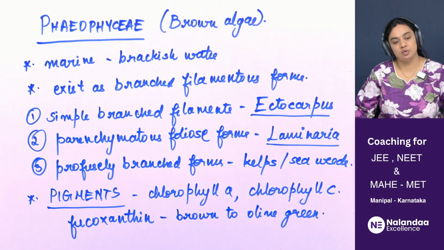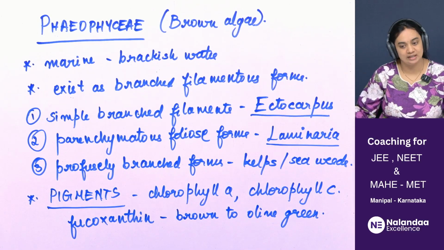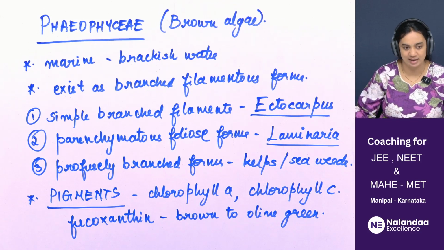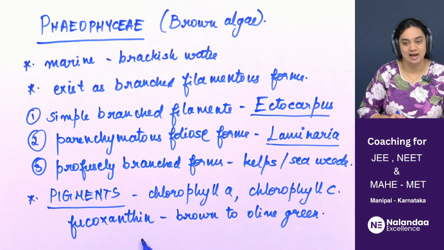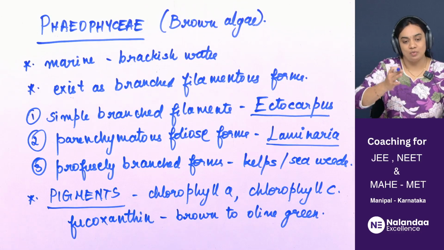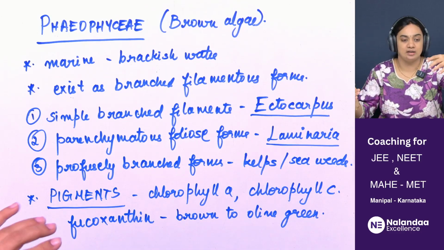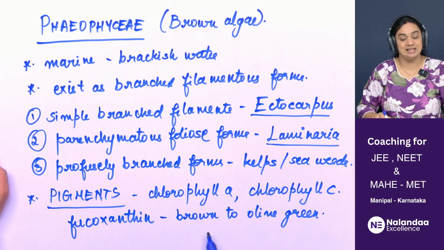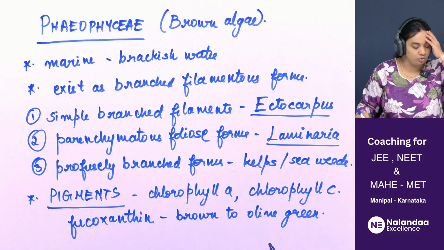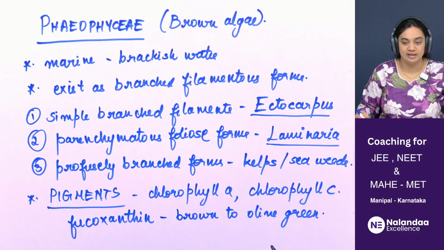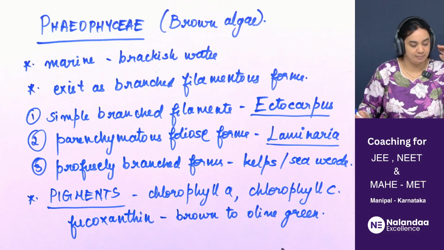So it is still chlorophyll only. Just because we call it brown algae doesn't mean it's a different pigment. Chlorophyll a and c are present, and along with that a specific pigment called fucoxanthin. When it is present in different concentrations, different color shades are produced, from brown to various shades of olive green. Is this clear? This is about pigments.